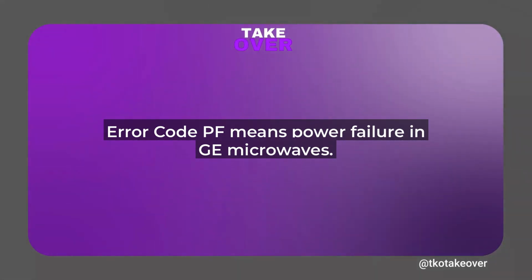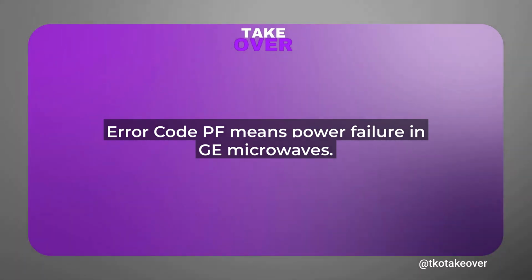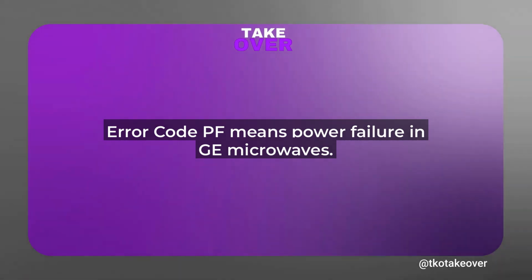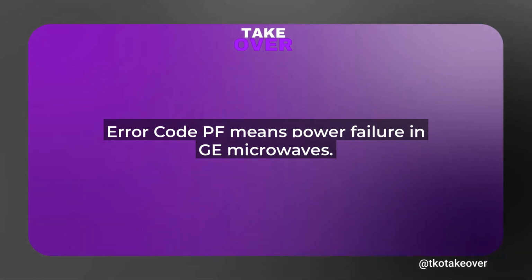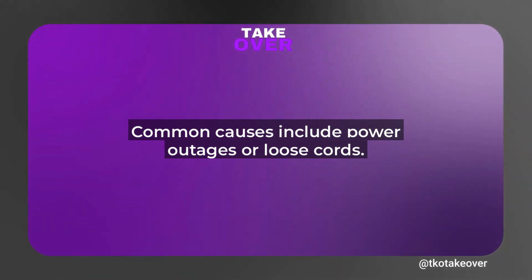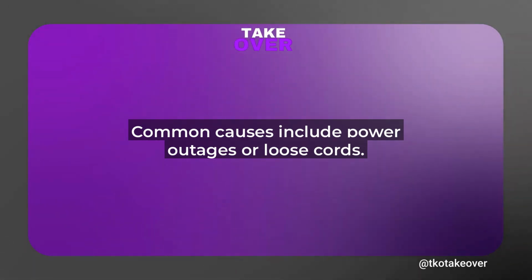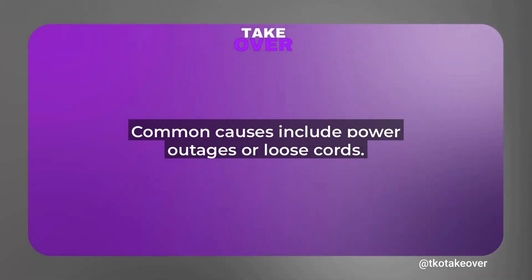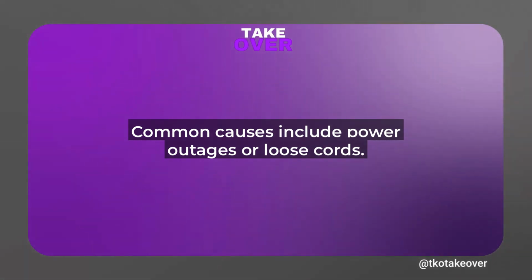Today, we're diving into the GE microwave error code PF, specifically for 2025 models. If you've ever seen PF flashing on your microwave display and wondered what it means, you're in the right place. This error typically stands for power failure, indicating that your microwave has lost power or detected an interruption in its electrical supply.